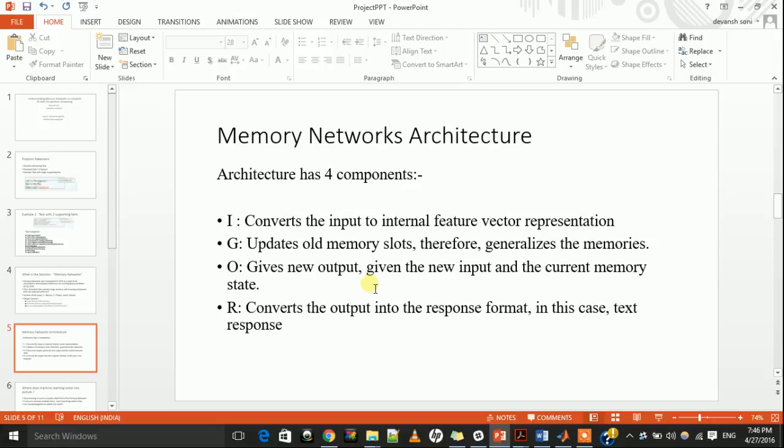Let's take a look at the memory network's architecture. It has four components. First is called the input component, which converts the input to internal feature representation. Next is called the generalization component, which updates old memory slots, therefore generalizing the memory. Next is the output component, which gives new output given the input and the current memory state. Next is the response, where we convert the output into a response format. In this case, we have a text response.